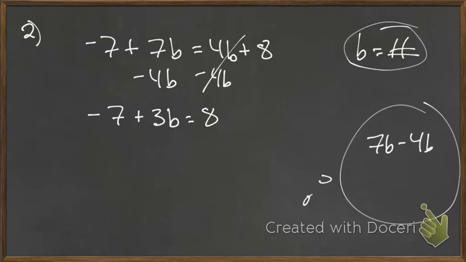Cancel out -7. Yeah, how am I going to do that? Add 7. Keep my hanger balanced. I'm adding 7 to both sides. So I get 3b equals 15.